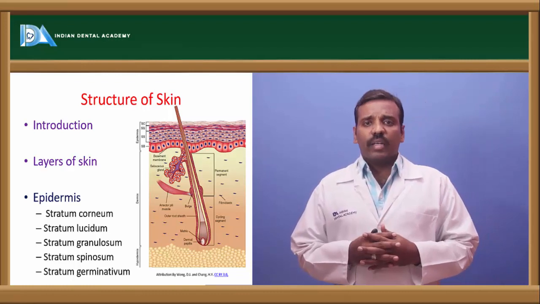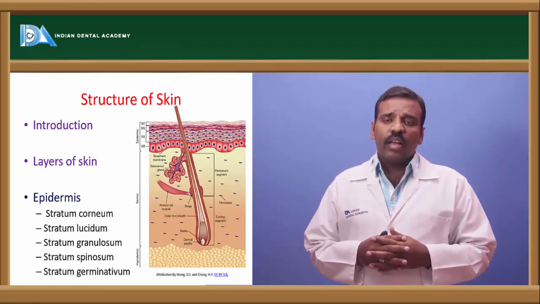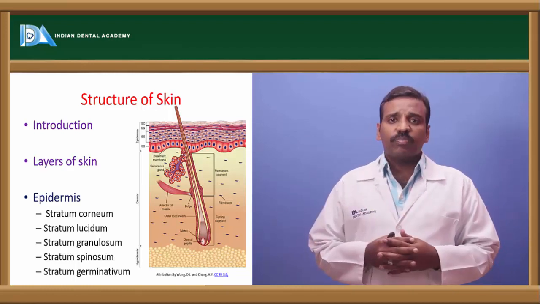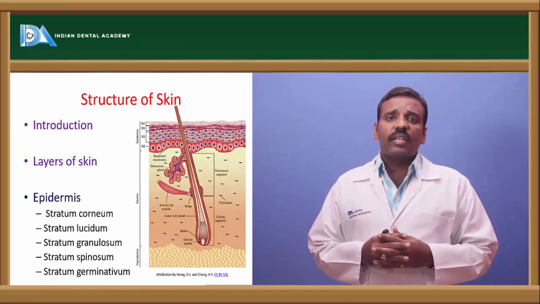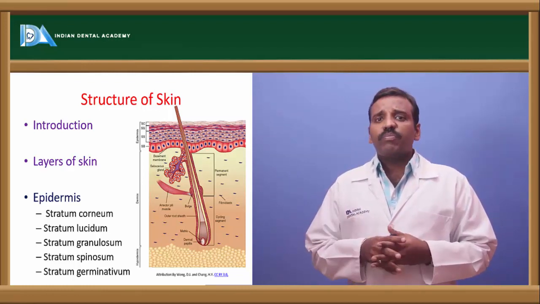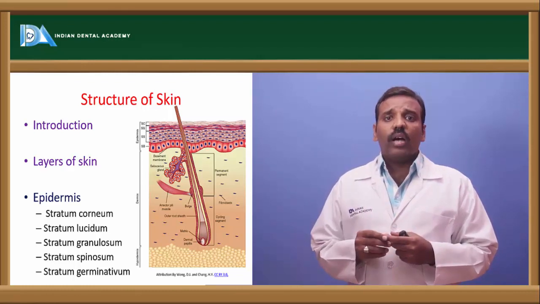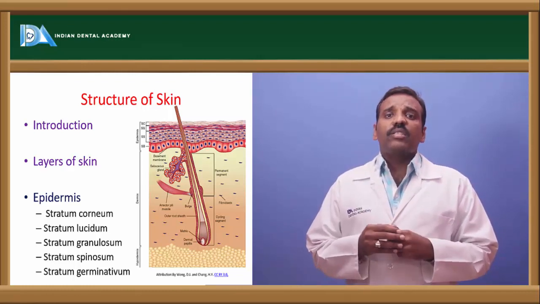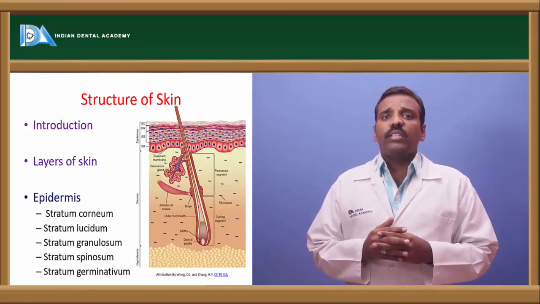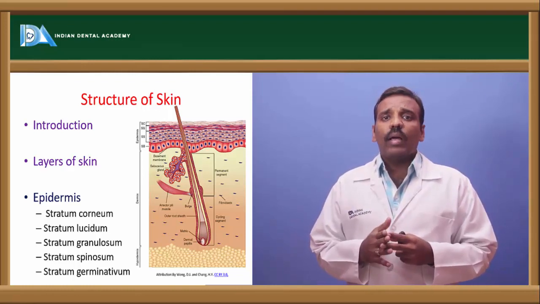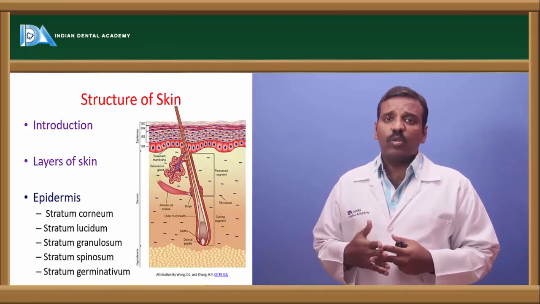What is stratum corneum? Dead cells are present in this layer. The next one is stratum lucidum, where matured cells are present. Functionally, this provides oiliness to the skin. It maintains oiliness and dryness, whatever is required, and that is maintained by this stratum lucidum layer.